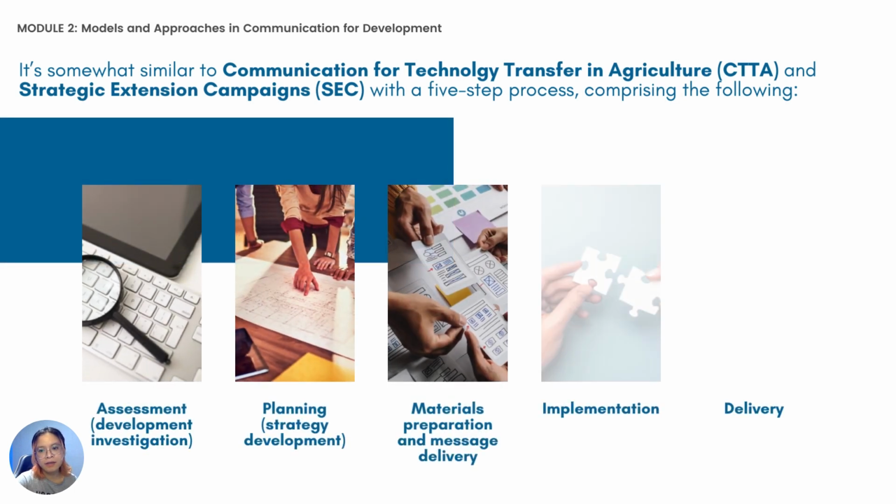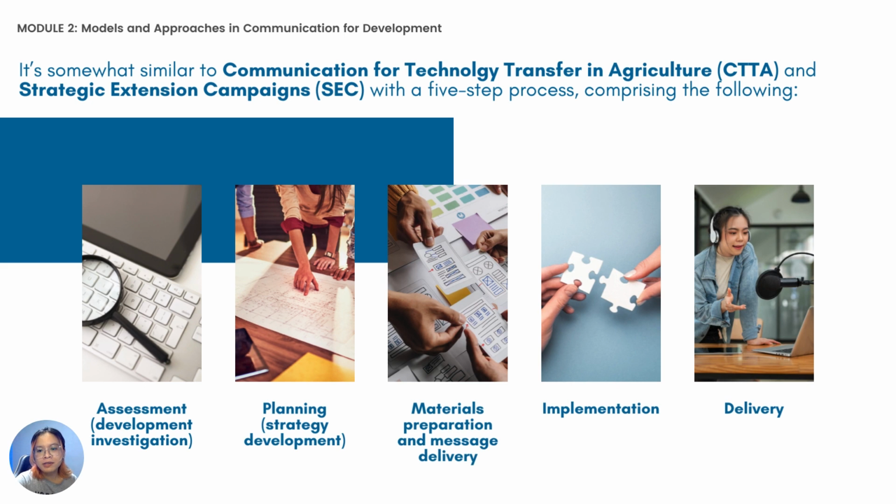Drawing some parallels, development support communication or DSC shares similarities with communication for technology transfer in agriculture or the CTTA as reported by my group mate Ma'am Camille, and strategic extension campaigns or SEC by Sir Luis. These three follow a five-step process, only that SEC has plus 1P, which stands for project or program, and that DSC and CTTA are both applied in agriculture programs, while SEC is more on health and family planning. Nonetheless, these three revolve around this five-step process. One, assessment or development investigation.